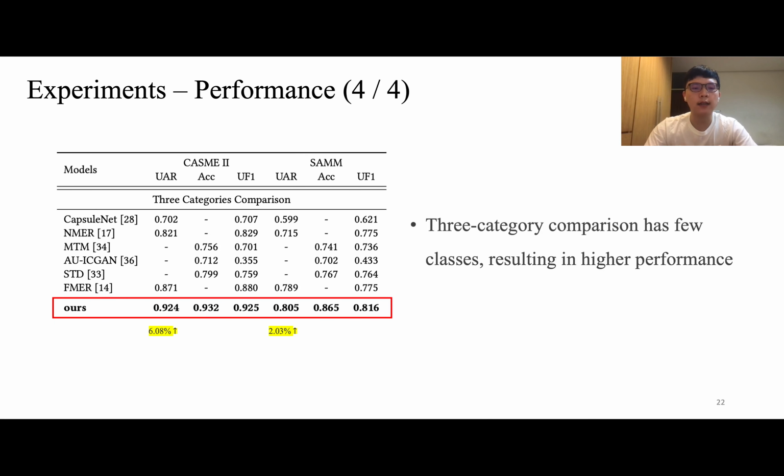And the next thing is the 3 categories comparison, and we also surpass other existing methods. And here's our model improvements. Why can we obtain the highest improvement here? Because the 3 categories comparison has fewer classes, so it is an easier task for our model to do.